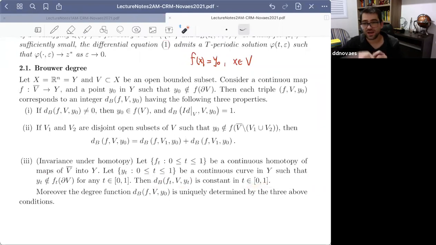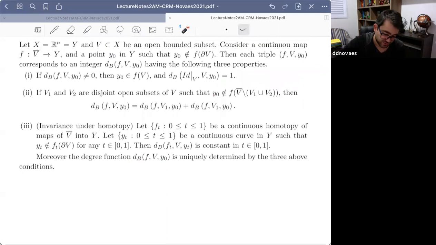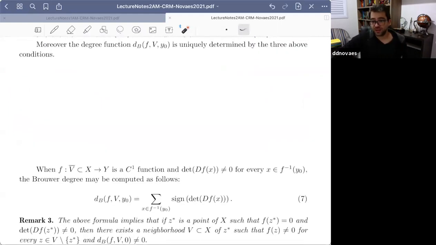So when I have a function and I want to compute the Brouwer degree of this function regarding a point in the counter domain, not in a subset of the domain, we can try to find another function which is homotopically equivalent to the function that we want to study, and then compute the Brouwer degree. That's what we are going to do. And the Brouwer degree is uniquely defined by these three properties.